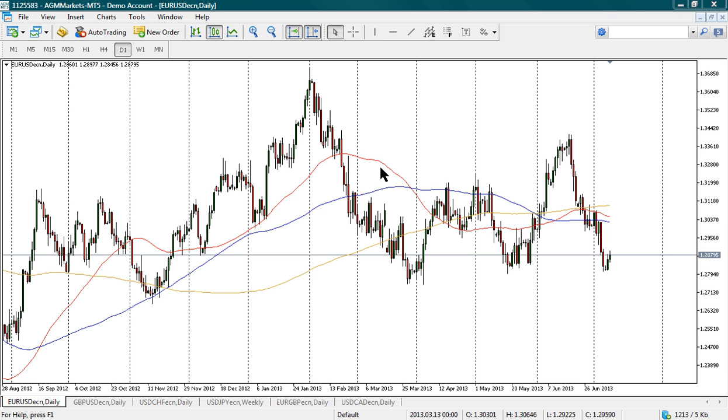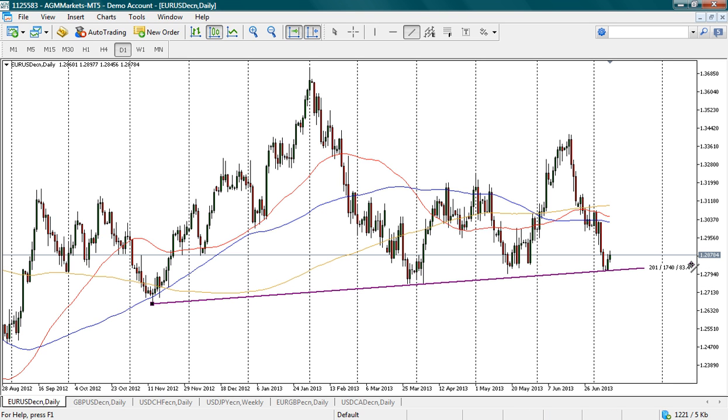Okay then, this is the Euro Dollar daily chart. And the first thing that springs to mind here is we have a lovely little trendline support that's going on here. Last week we had the NFP, good number, brought it down, and we've bounced off this trendline support.